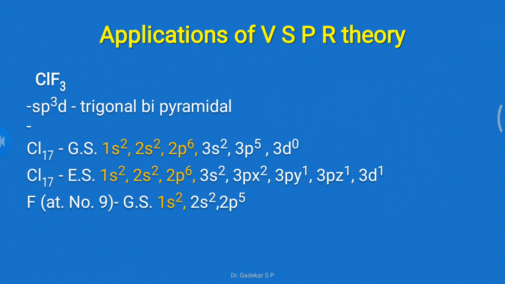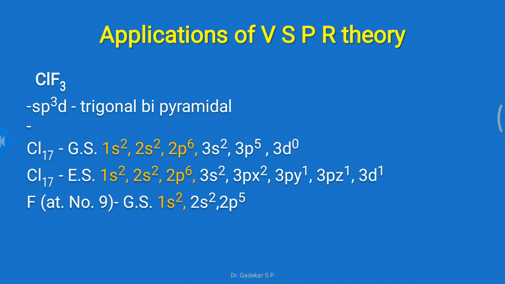So this shape is explained in valence shell electron pair repulsion theory. First we discuss the hybridization of the ClF3 molecule. In this ClF3 molecule, chlorine is the central atom. What is the atomic number of chlorine? 17. What is the electronic configuration of chlorine? The outer shell electronic configuration of the chlorine atom is 3s2 3p5 3d0. That is, 7 electrons are present in the outer shell.